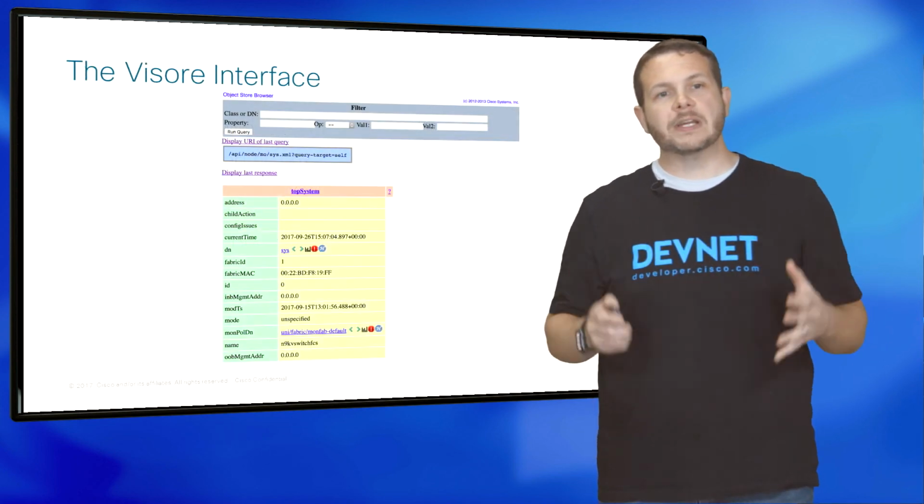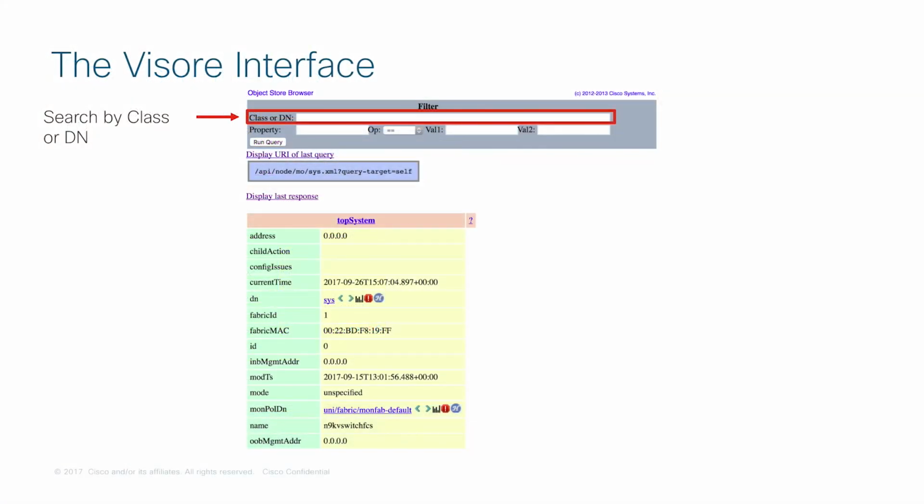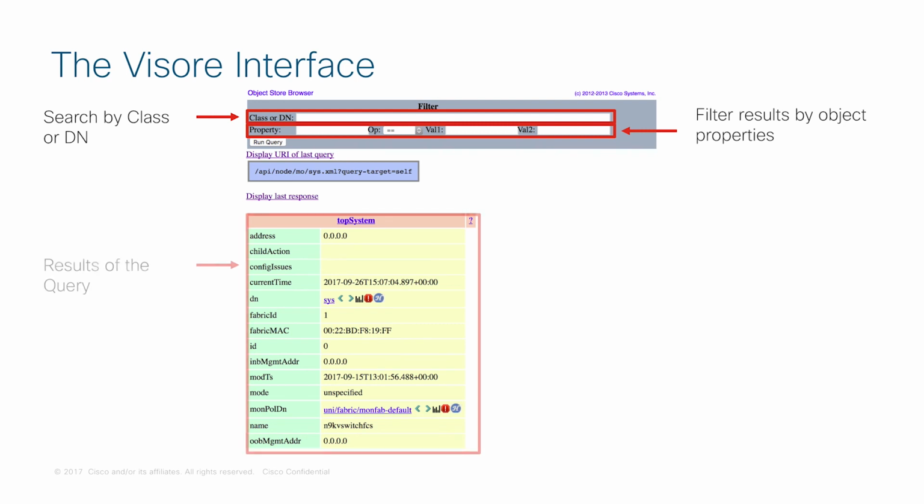If we look at the Visore interface itself, it starts out up at the top, where we can identify either a particular class or distinguished name that we're interested in. We can filter that down based on properties of an object. So we can identify a property name and then values so that we can further scope down what type of objects we're looking for. We'll see the results of our query displayed here, and for a list object or a list query, we would see all of the matching objects repeated in the list.